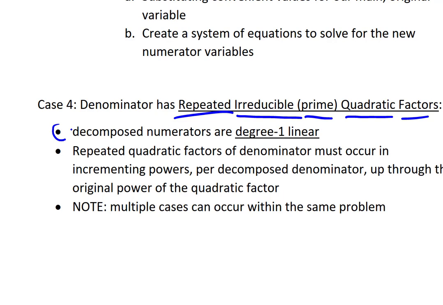Now, the decomposed numerators are degree 1 linear. That's because of the quadratic nature of those denominator factors. But then we see this repeating thing happening again here, where repeated quadratic factors of denominators must occur in incrementing powers per decomposed denominator up through the original power of the quadratic factor. It's a lot of words, I know, but we saw that exact thing happening in the repeated linear factors, so we're going to do the same kind of thing for these, and of course we'll note that multiple cases can occur at the same time.